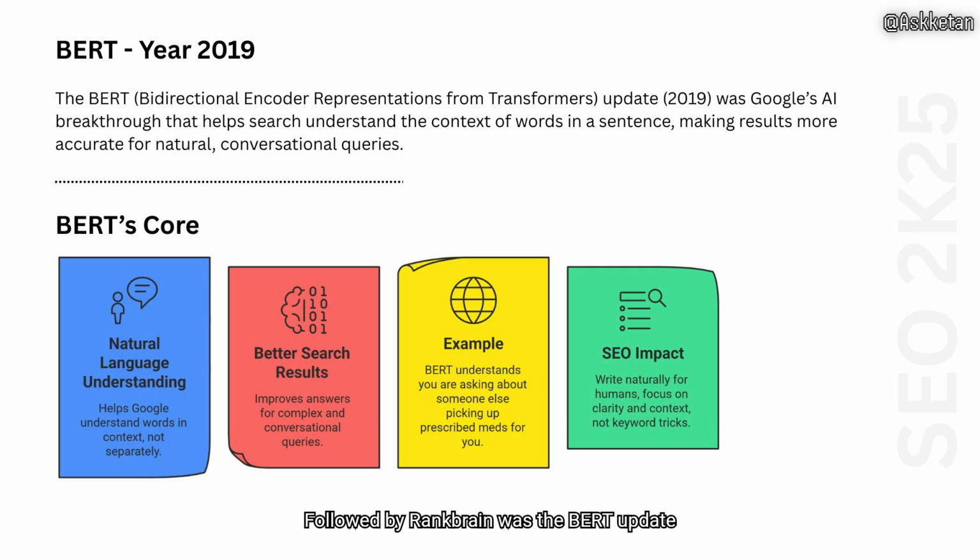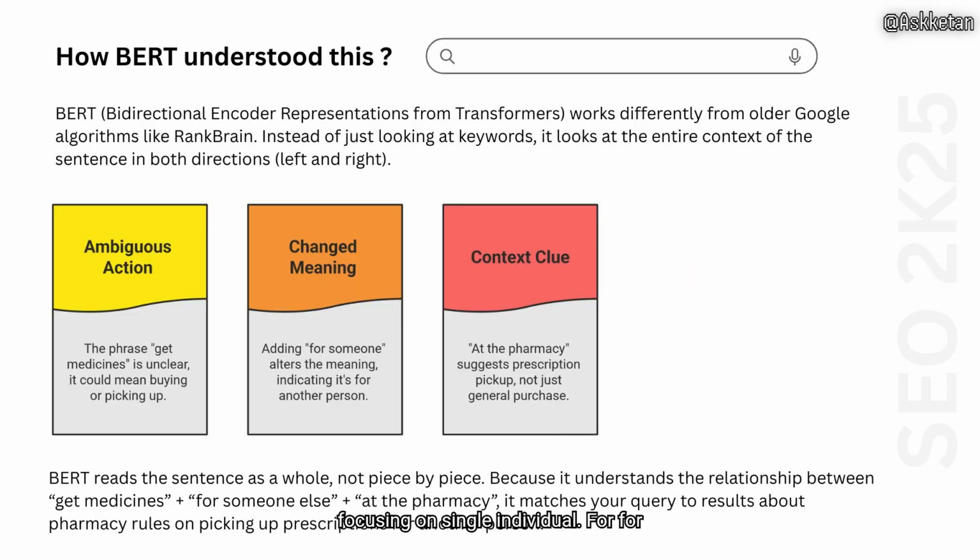Followed by RankBrain was the BERT update, which was introduced in year 2019. It basically helped Google understand the meaning of words in a sentence rather than the individual words. When it would look at a sentence, it will try to understand the full context rather than just focusing on single individual words. For example, let's say you ask Google, can you get medicines for someone at a pharmacy? Before BERT, Google might miss the part about for someone and give you irrelevant results. But after BERT, Google understands you're asking about picking up a prescription for someone else, not yourself.